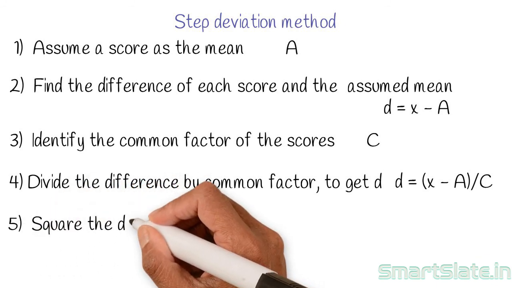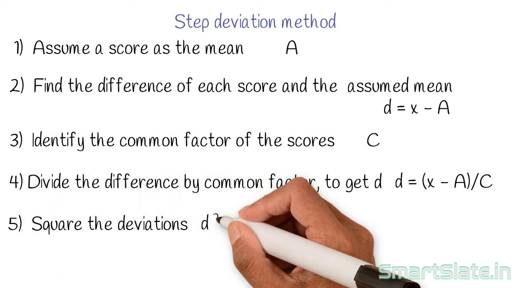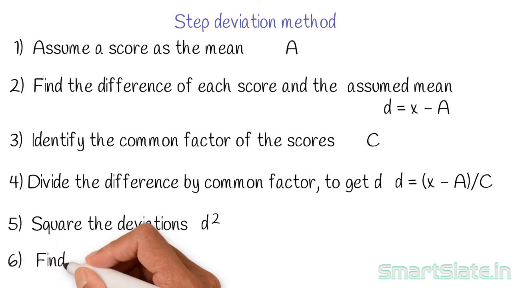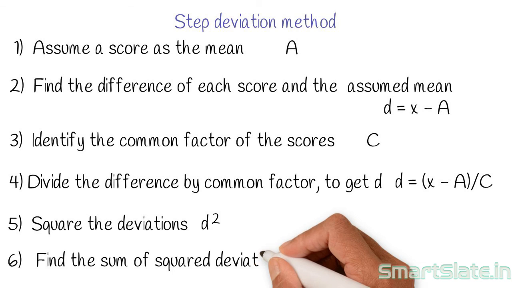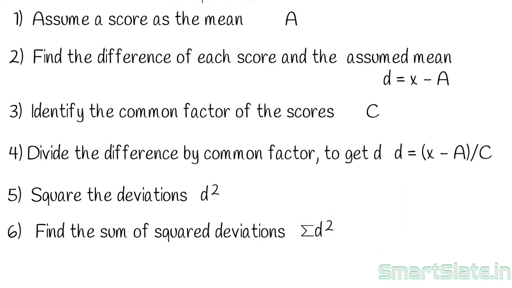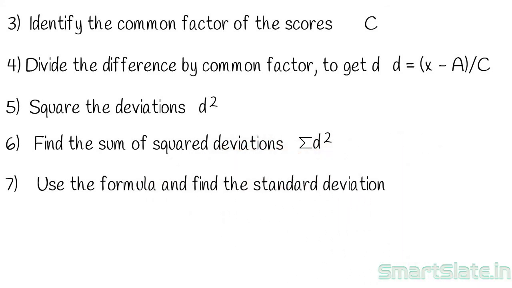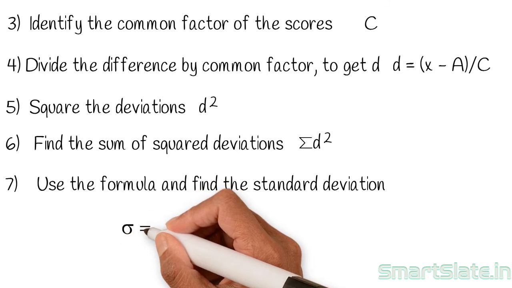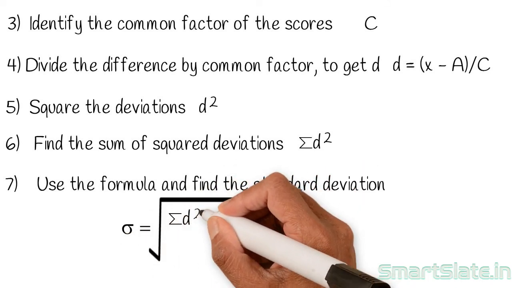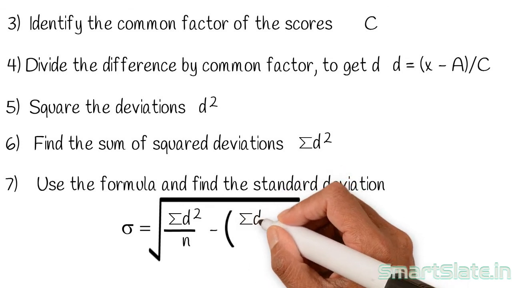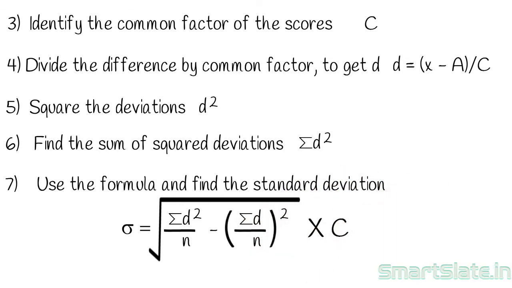Fifth step is to square the deviations. It is D square. Sixth step is to find the sum of squared deviations, sum of D square. Seventh step is to use the formula and find the standard deviation. The formula we are using is sigma is equal to square root of sum of D square by N minus (sum of D by N) square, into C. This formula is similar to the formula which we used in the assumed mean method, but we are multiplying it with common factor C.